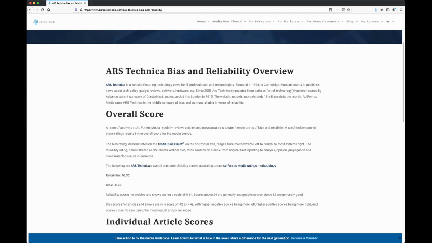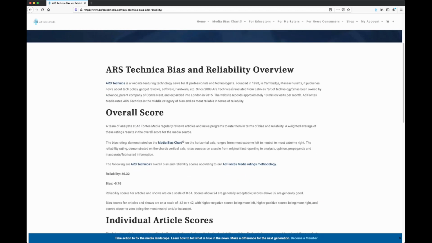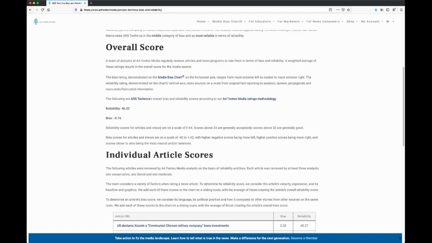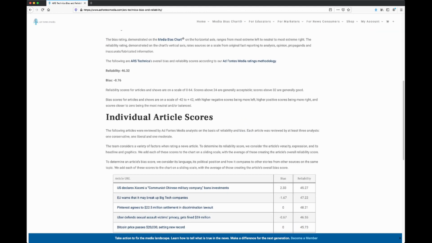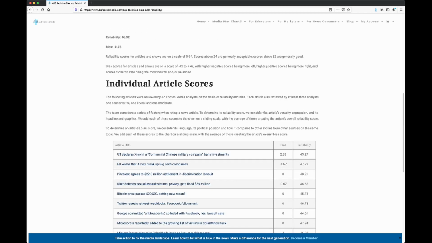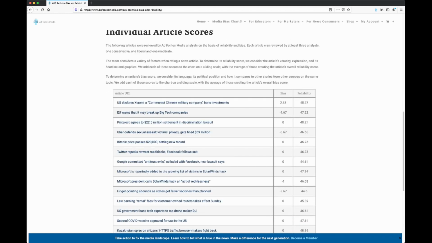We can see the actual scores here, and if you'd like more information, you can go up to the top here and take a look at all the ratings and methodologies. And if you go further down, you can see a sampling of some of the articles that they used, and you can see the different scores and reliability for each of them.